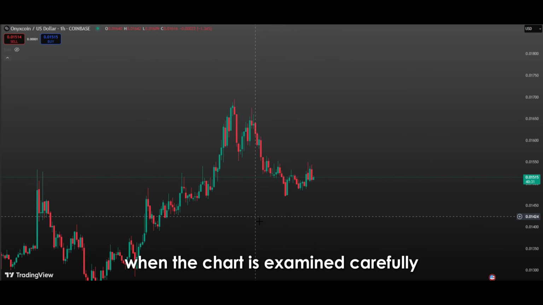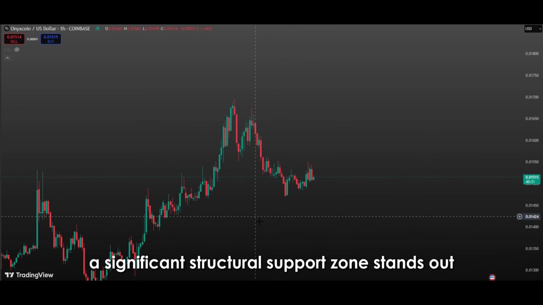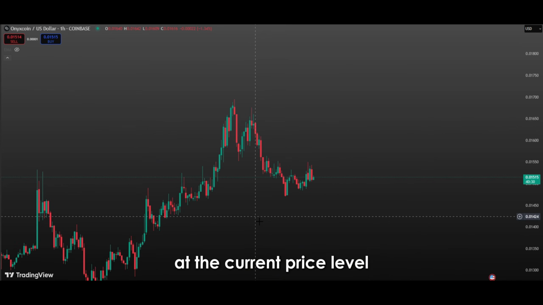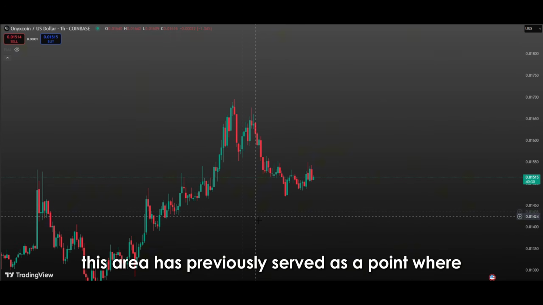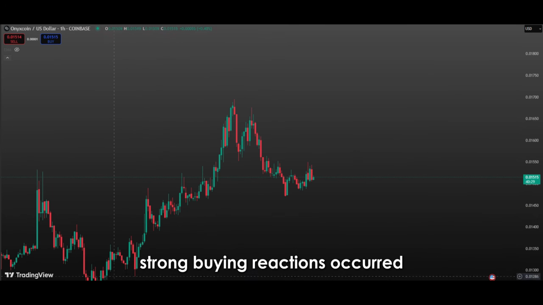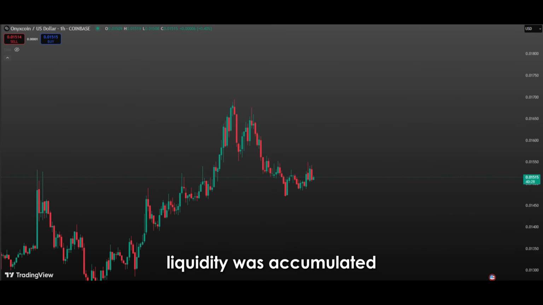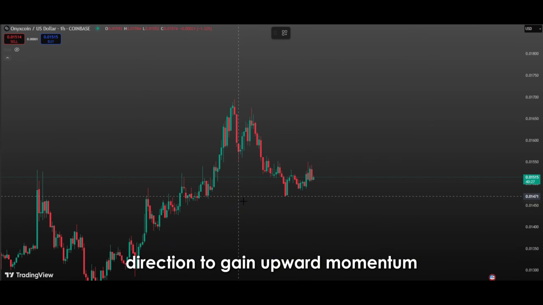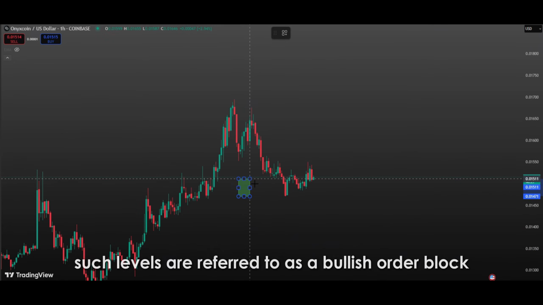When the chart is examined carefully, a significant structural support zone stands out at the current price level. This area has previously served as a point where strong buying reactions occurred, liquidity was accumulated, and the market reversed direction to gain upward momentum. In technical analysis, such levels are referred to as a bullish order block.